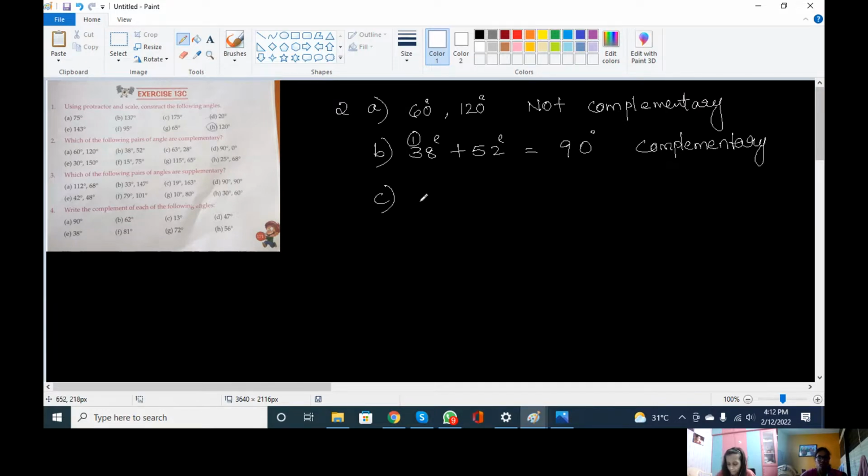C bit. 63 degrees plus 28 degrees. 8 plus 3, 11. 6 plus 2, 8 plus 1, 9. So 91 degrees. 91 degrees is not complementary. We should get exactly 90, not less than that, not more than that.